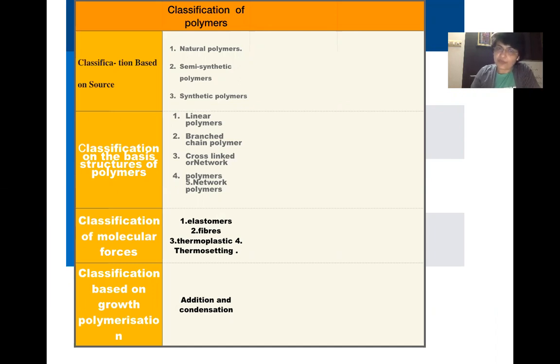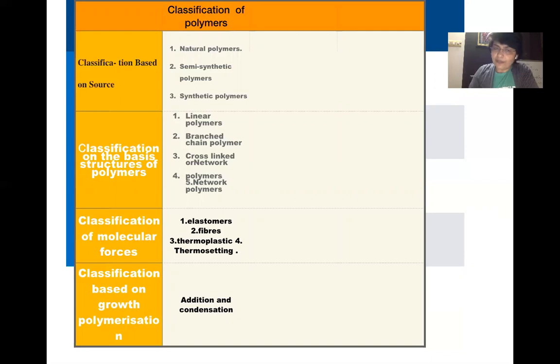First is on the basis of source, from where we are extracting: natural, semi-synthetic and synthetic polymers. Then on the basis of structure of polymers, how are they? Sometimes they are connected in a linear chain, or due to a functional group they appear as a branch. That will be called branch chain polymers. Sometimes they combine through different ends. That is called cross-linked. Then networking is also there. So all these examples you are going to see.